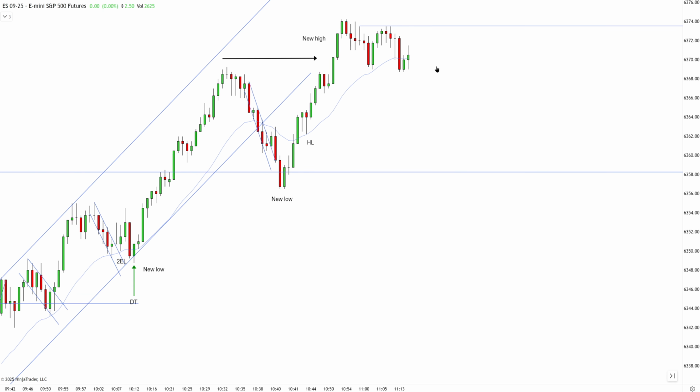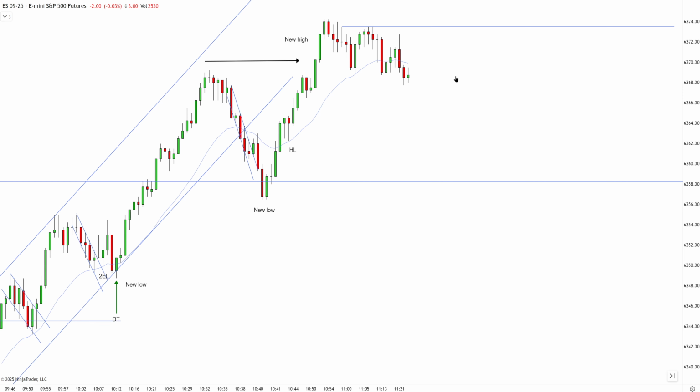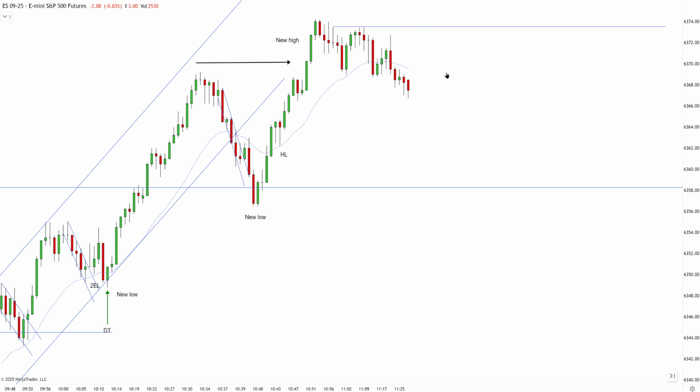Okay, so this is what we call area of development. It's too early for me to go long. Uptrend just played out, and I cannot sell because there is no sign of reversal whatsoever. If I want to see reversal, I need some sharp, steep spike below EMA and a failed second entry long.